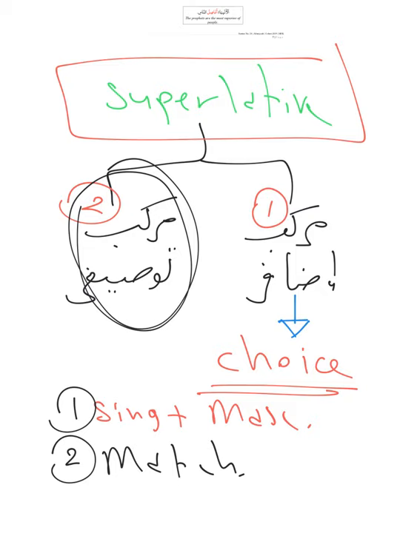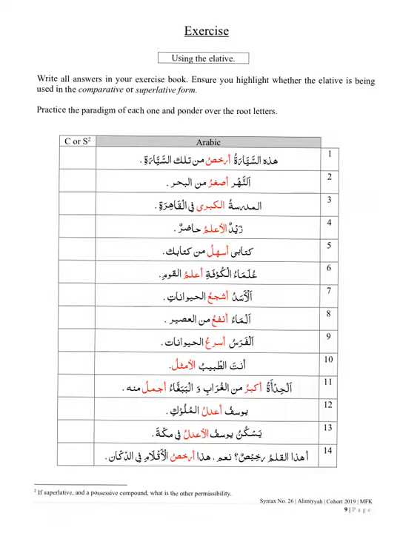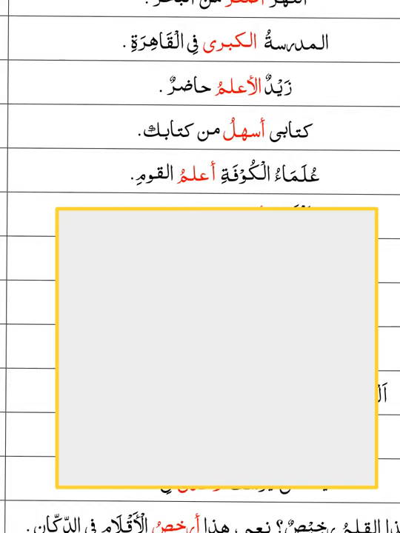Let's just now look at 1 or 2 examples from the exercises using ismu tafdil in the superlative form, but as murakkab idafi, as mudaf and mudaf ilay. So from page number 9, let us take the example number 6. Just as before, the first thing we do is we read the text. So ulama'ul kufati a'lamul qawmi. So we've read the text, alhamdulillah.